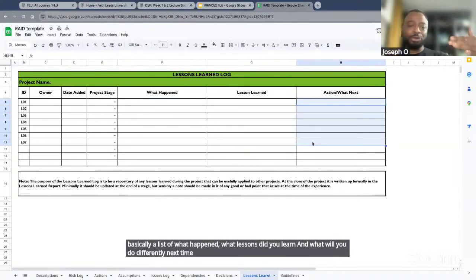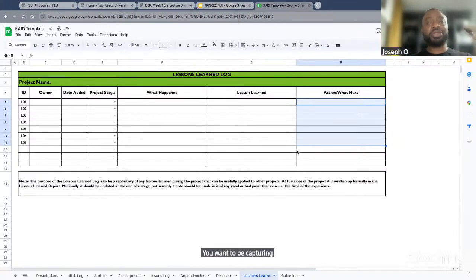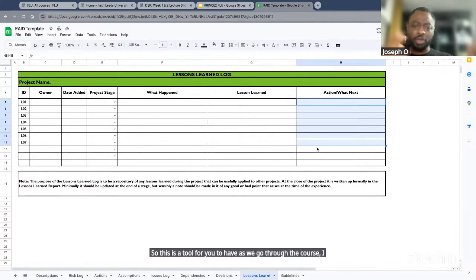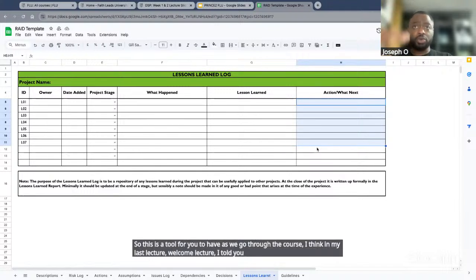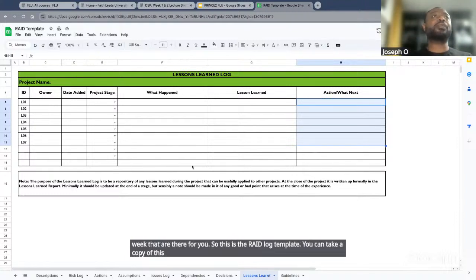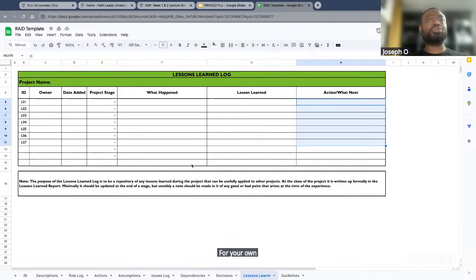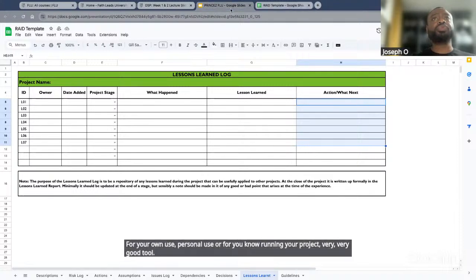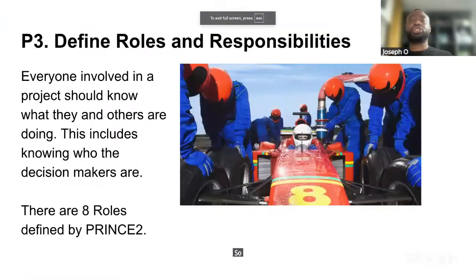And as you go through the delivery of your project, you want to be capturing all these items. So that is learning from experience. This is a tool for you to have as we go through the course. I think in my welcome lecture, I told you there are a number of tools in the web that are there for you. So this is the RAID log template. You can take a copy of this for your own personal use, or for running your project. Very, very good tool. So, back to the presentation slides.